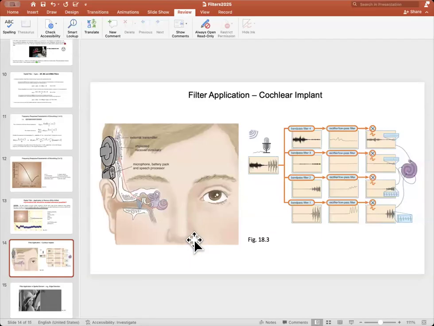For the visual system, people have been looking at similar implants, and one of the projects is going on at the U of C and MIT or IIT. But thus far, it hasn't been as successful as the one for the cochlea.